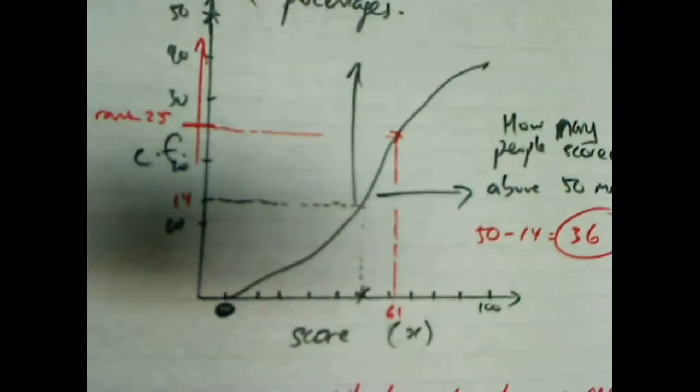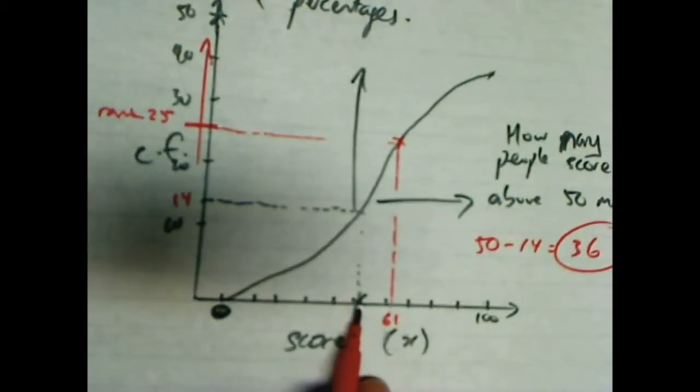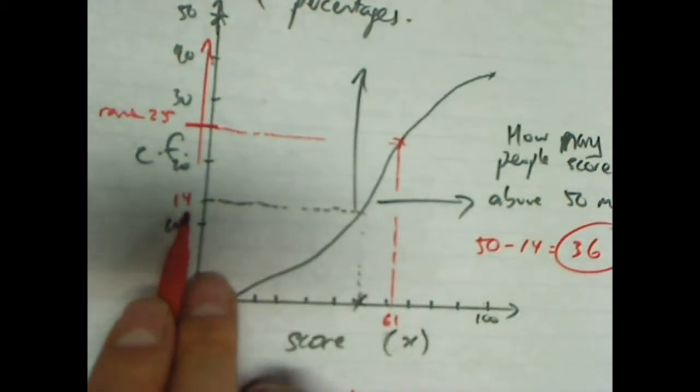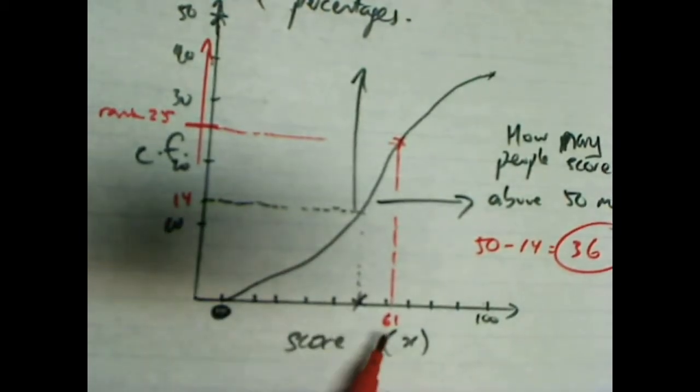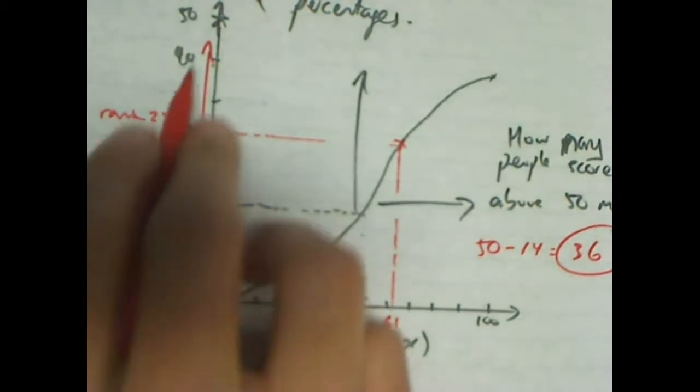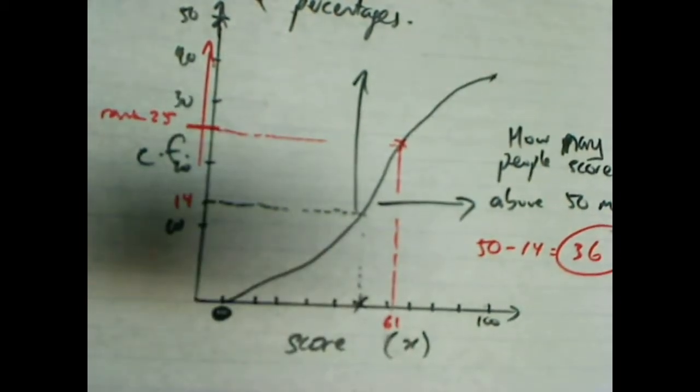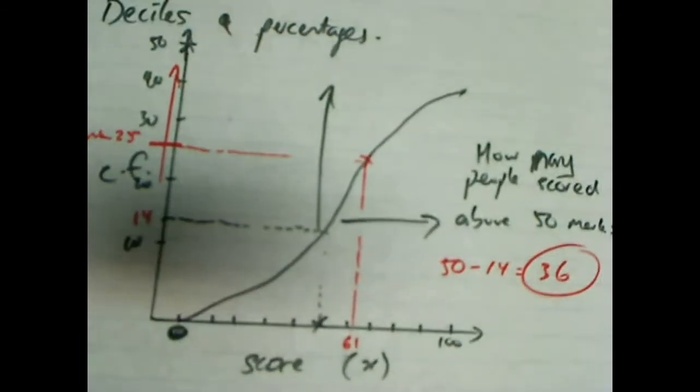So if you want to see how many people scored more than 50 marks, you start from there, you go up, and we see 14 on the side. So that means only 14 people got lower than 50. Everyone else got above 50. Is that clear?